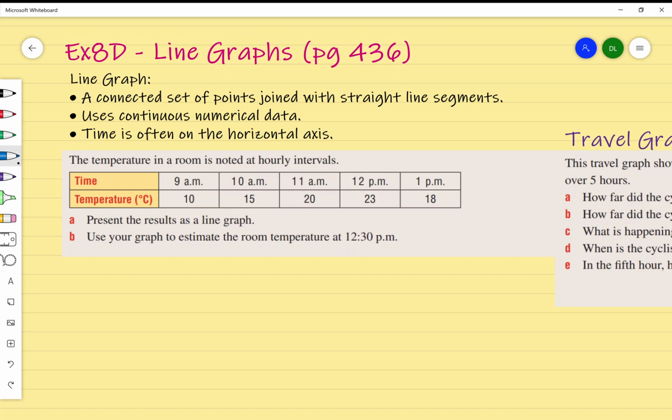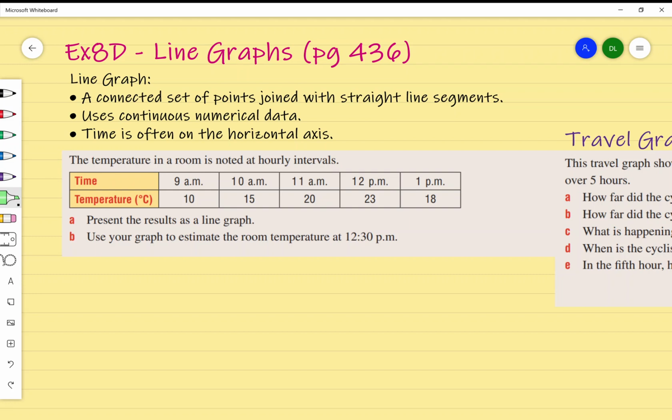Introduction to Exercise 8D on Line Graphs, page 436 of your textbook. Now this is going to be a nice short video because we're looking at one specific thing, which is the idea of line graphs. Make sure you've got these notes in your notebook because it's very important that we go forward having this in mind. Some of you would have already seen line graphs before. If you haven't, we're going to make one later, but first let's consider its properties.